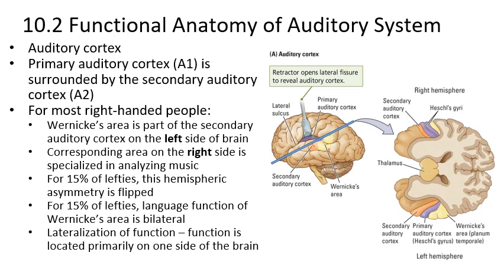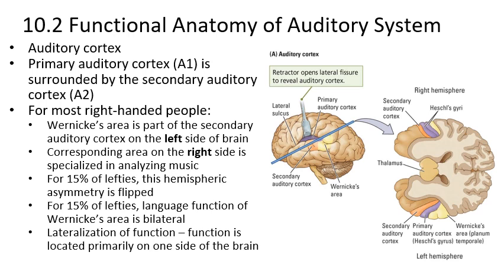For right-handed and left-handed people, there can actually be differences in the lateralization of the brain. Lateralization of function is when a function is located primarily on one side of the brain versus the other, and this is the case for both language and music. So for most right-handed people, which is the majority of the population, Wernicke's area is part of the secondary auditory cortex on the left side of the brain, and the corresponding area on the right side of the brain specializes in analyzing music. However, for 15% of people who are left-handed, this hemispheric asymmetry is flipped.